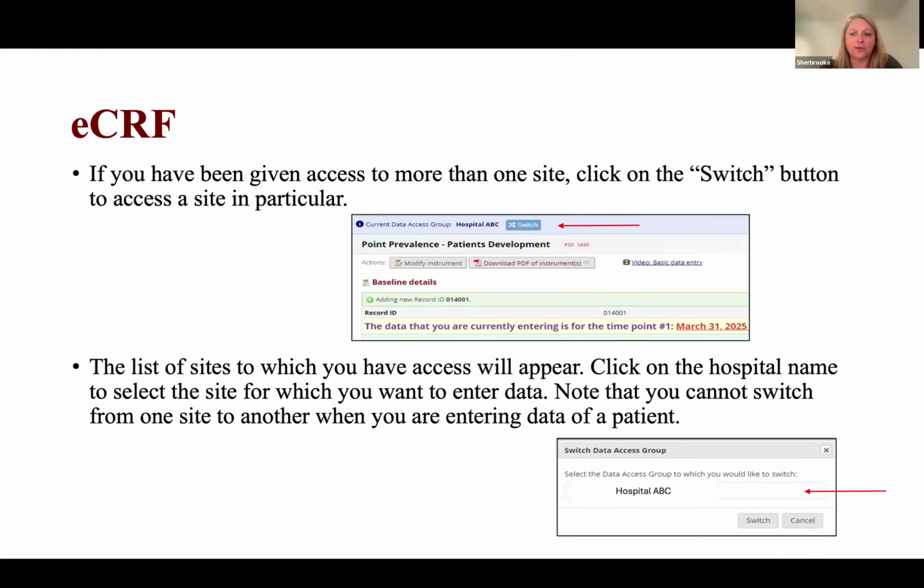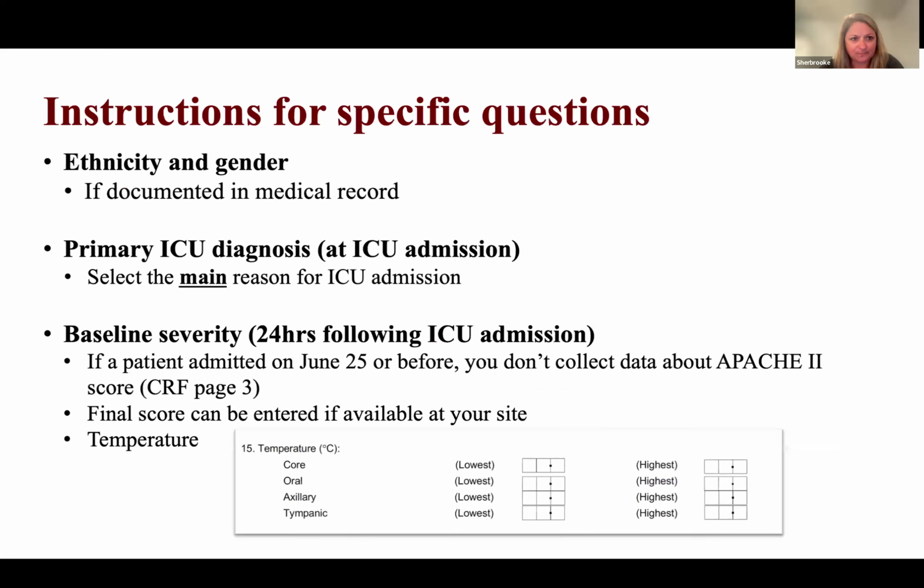You will just follow the next patient following the first data collection. Now, instruction for specific questions on the CRF. So ethnicity and gender, they must be documented in medical record to answer the question.